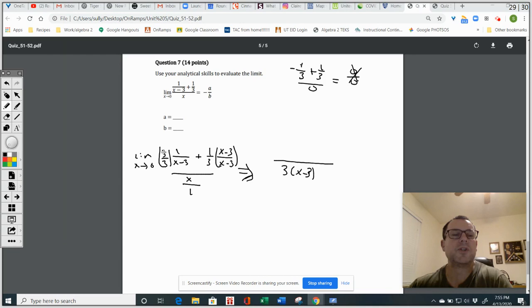On the top, 3 times 1 is 3. And that's a plus. This is nice, we don't have to worry about distributing a negative. We get 1 times x minus 3 is just x minus 3. And this is, of course, over our x over 1. So let's clean this up a little bit. On the top, we have 3 plus x minus 3. My 3's cancel, and we're left with x over 3 times x minus 3 over x over 1.